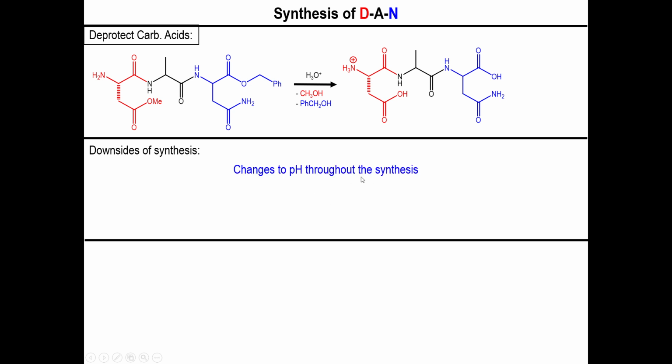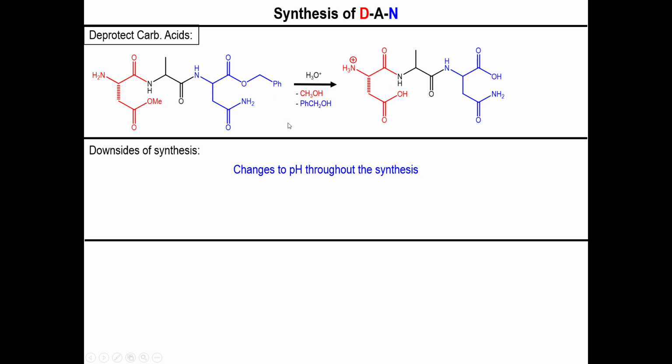The first one is that as you go through the reaction, you're changing the pH constantly, because at certain times you need to add a base and you need the conditions to be slightly basic for the protection to happen and that activation to happen. In other situations, you need the solution to be acidic.